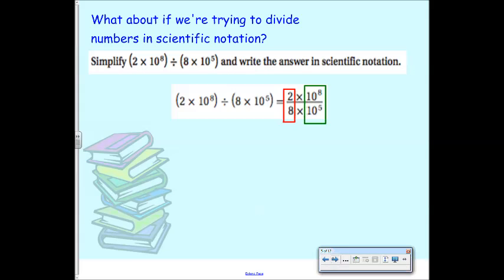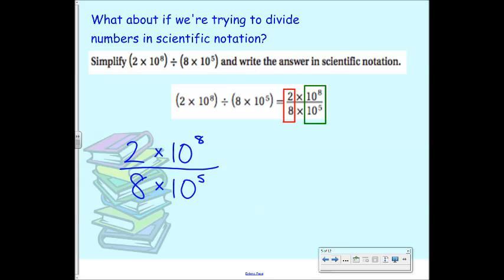Okay. What about if we're trying to do this in scientific notation? So what if I had this problem? 2 times 10 to the 8th over 8 times 10 to the 5th. Okay, so we set it up in fraction form. How come we can do that? Because fraction just means division. It means exactly the same thing. Okay, then what do you think we can do?